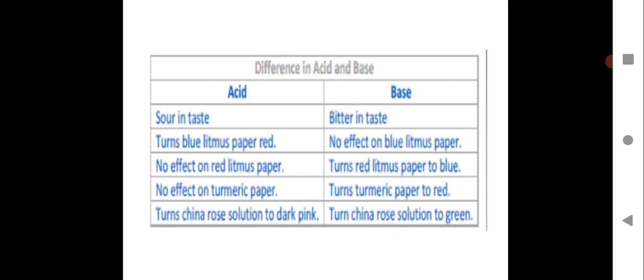Let us see the effect on turmeric paper. Acid has no effect on turmeric paper, whereas base turns turmeric paper red. Acid turns China rose solution dark pink, whereas base turns China rose solution green. As you have seen in the previous session, where we learned about the China rose indicator and how it is prepared and how the color change happens. So please write down the differences between the two and make this table.